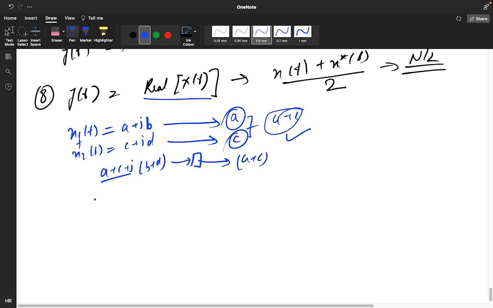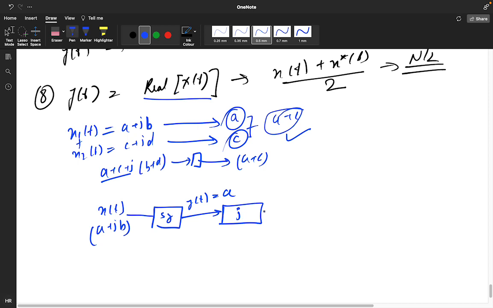But if we check for homogeneity, see this. We are passing x of t equal to a plus jb through the system, and I get y of t equal to a. Now I am scaling by the factor j, the imaginary value. So j times y of t will be ja.